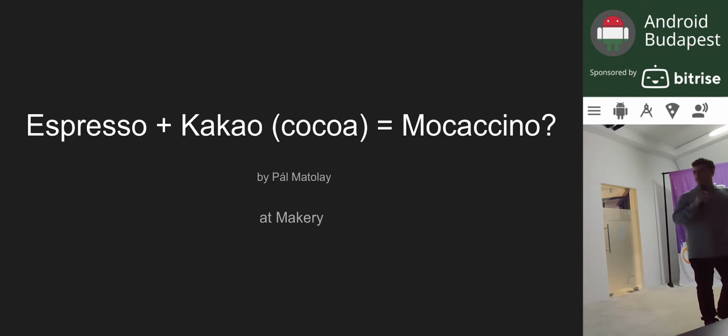And in the real world, when we are mixing cocoa and espresso, then we get Moccacino. And the reason why we are here is that we want to find out what will happen if we are doing the same in the Android world. So what will happen if we are mixing this together?